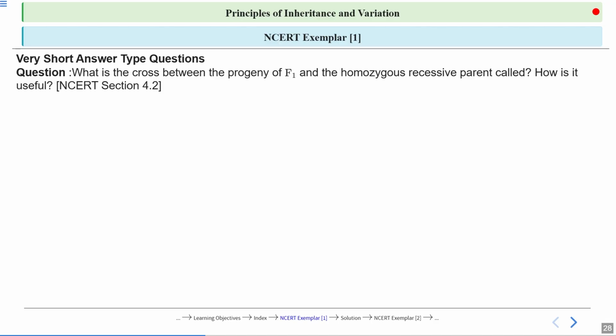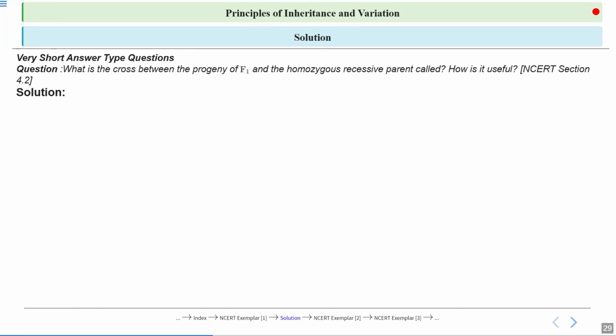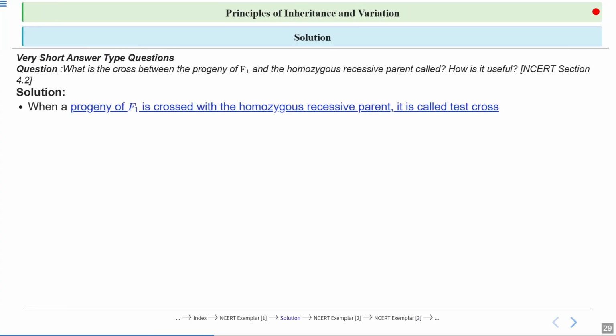Next question, this is a very short type answer question. What is the cross between the progeny of F1 and the homozygous recessive parent called? How is it useful? Here F1 is being crossed with the homozygous recessive parent. What is this cross called? So let's have a look at the answer now. This cross is known as test cross.